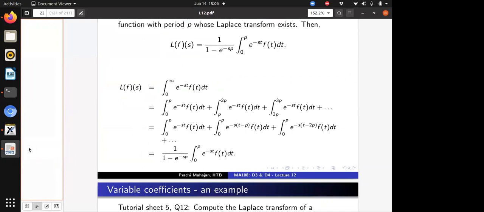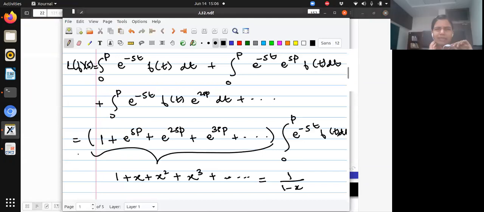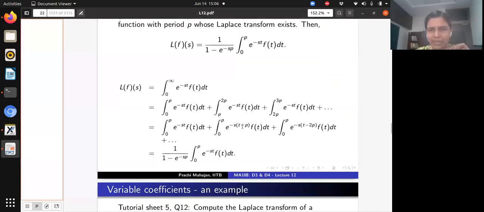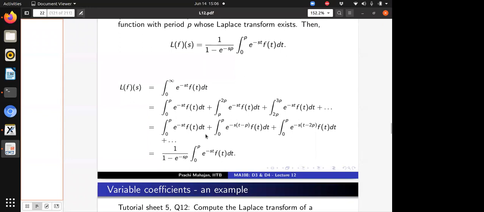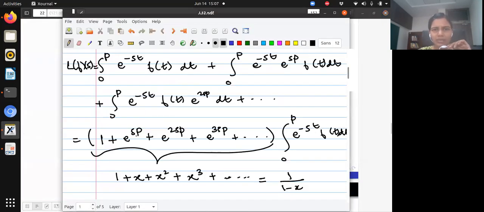Ma'am, x is e power sp then, not minus sp, so there's a negative sign missing here, is it? I think it should be t plus p and t plus 2p inside the integral. Yes, ma'am. Let me think a little bit. If you have a t plus p here, this term is as is, and you're right. So this is a t plus p, this is a t plus 2p. You're right. So then you will have a negative sign everywhere. Thank you very much for pointing out this mistake.